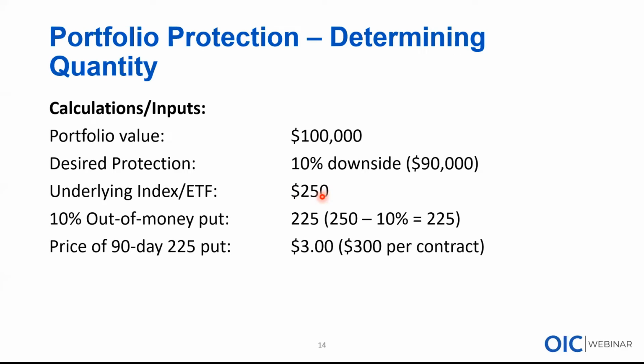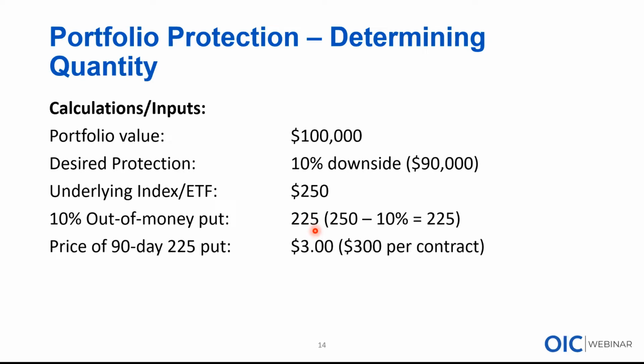Let's walk through that. Well, we said we're going to give up the first 10%. We're not concerned about protection for the first 10%. So first we discount the current level by 10%. This is going to choose our strike price: take the 250 level today, go down 10% to 225, and now we've selected the strike price.